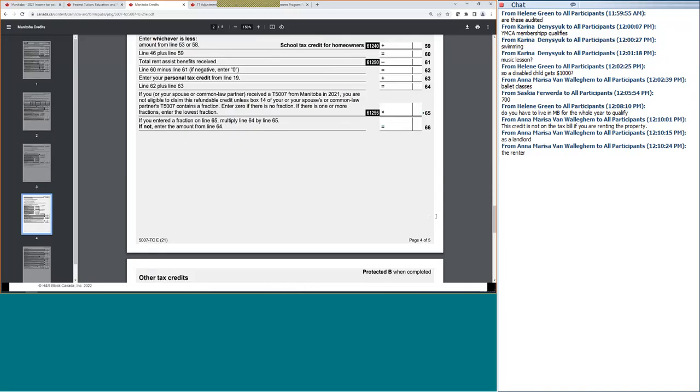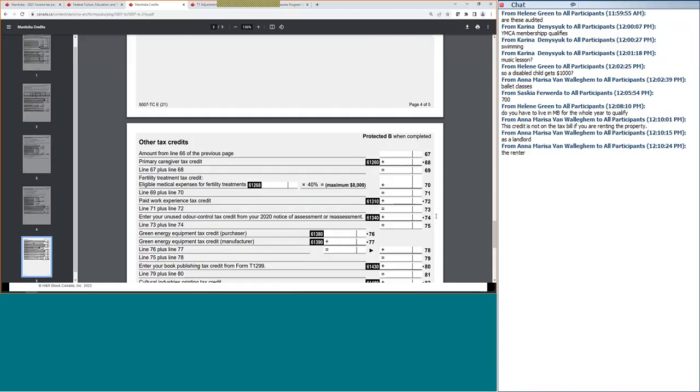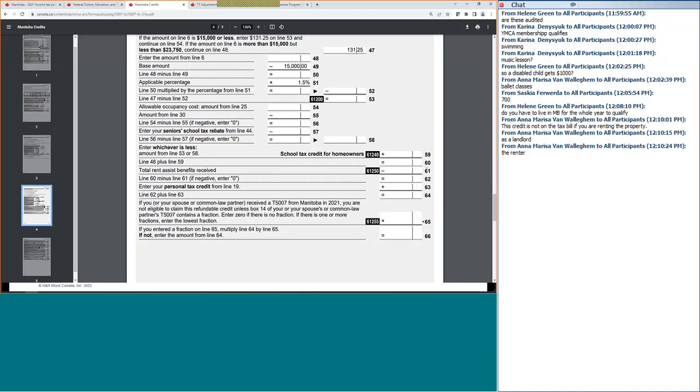If you are someone who is receiving rent assistance, you have to report your rent assistance. Further down on here, you're going to have a place for rent assistance. Off the top of my head, I'm not going to find it right away because it's in the middle somewhere. But we will find it. There we go. Enter your rent assistance. Total rent assistance benefits received on line 61.